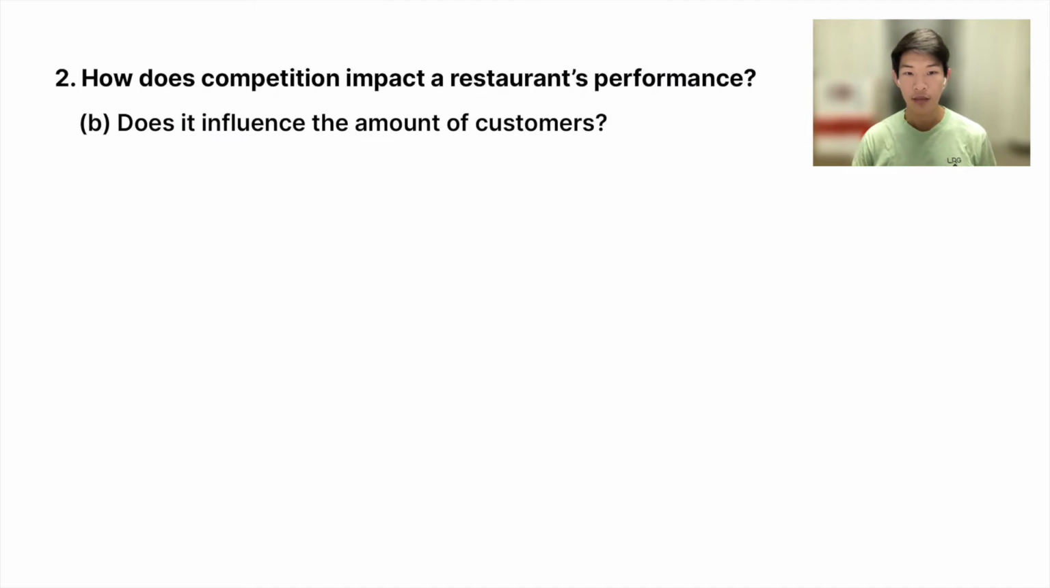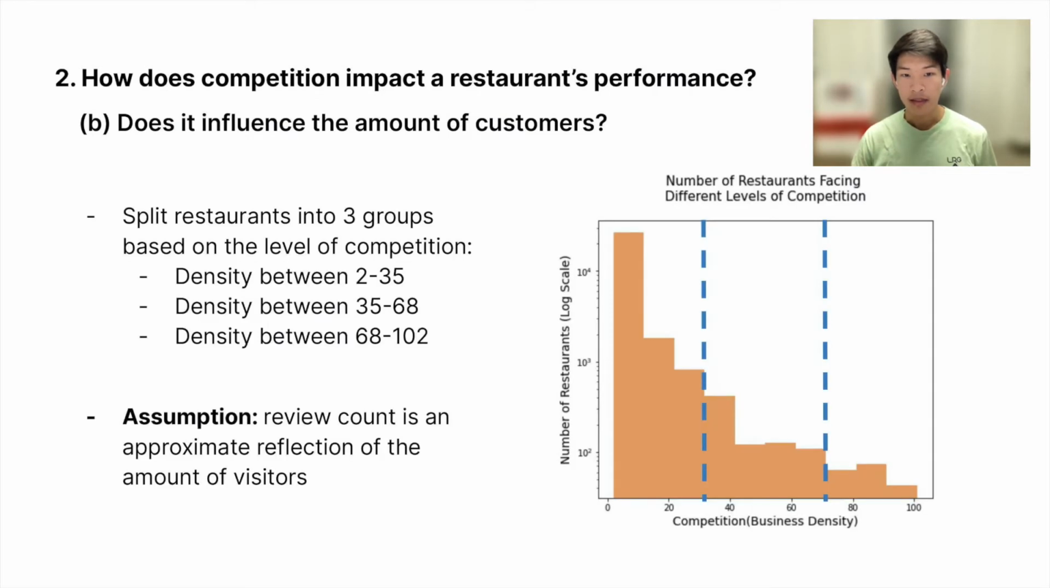The second aspect we explored is how competition affects the amount of customers. From our daily experiences, we recall that similar businesses are typically located next to each other. So we hypothesized that some amount of competition may actually be helpful in drawing more customers. We divided businesses into 3 categories: those located in areas of low, medium, and high business density.